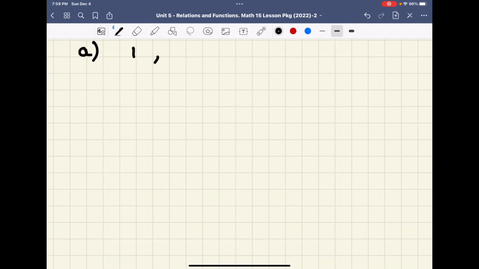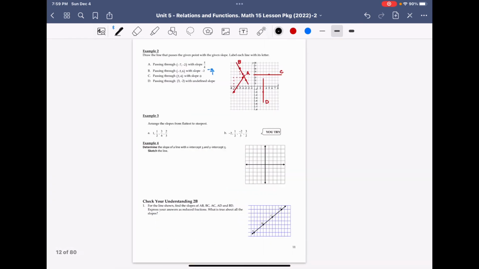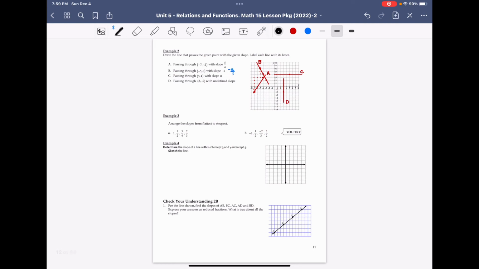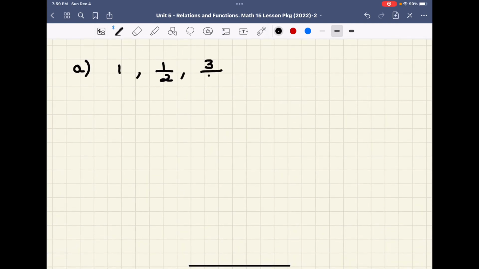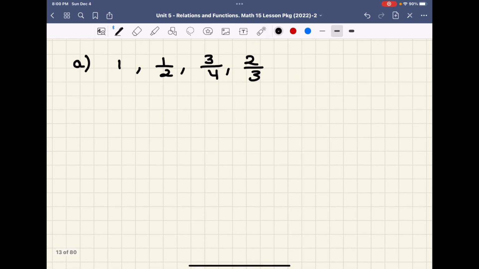We have 1, 1/2, and then I believe it was 3 over 2, but let's just double check. No, 3 over 4 and 2/3. Okay, and they want us to determine the flattest versus steepest slope, and then we're going to arrange them in that order. So what I would do right away is draw these just in any space.